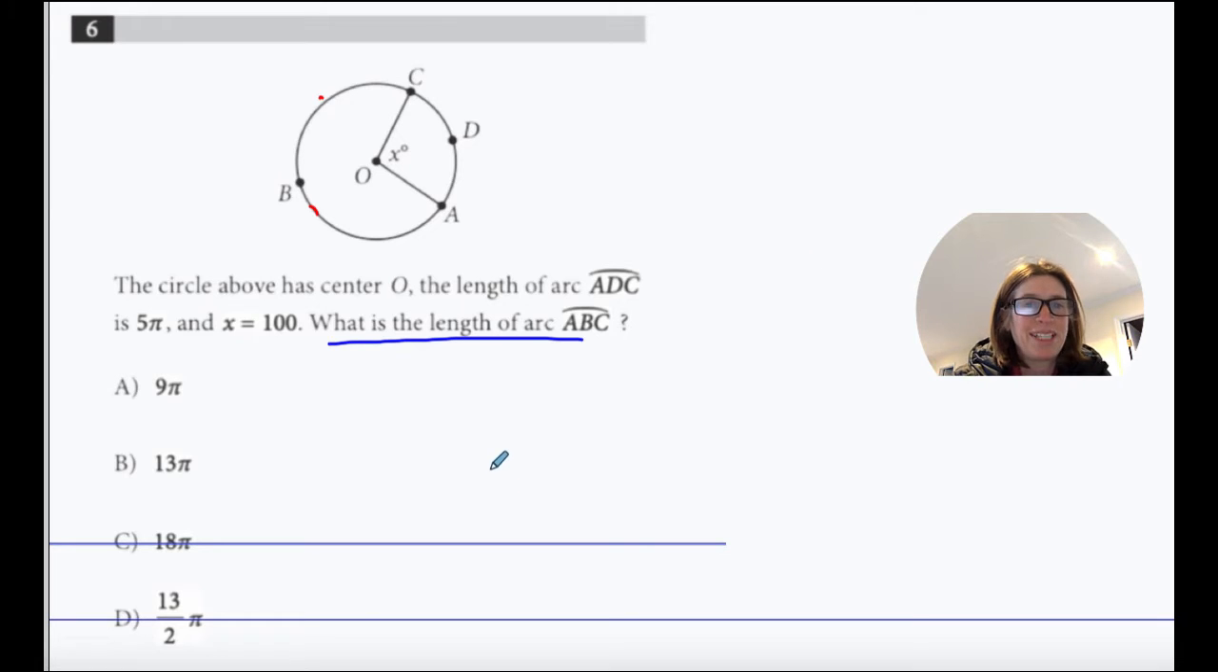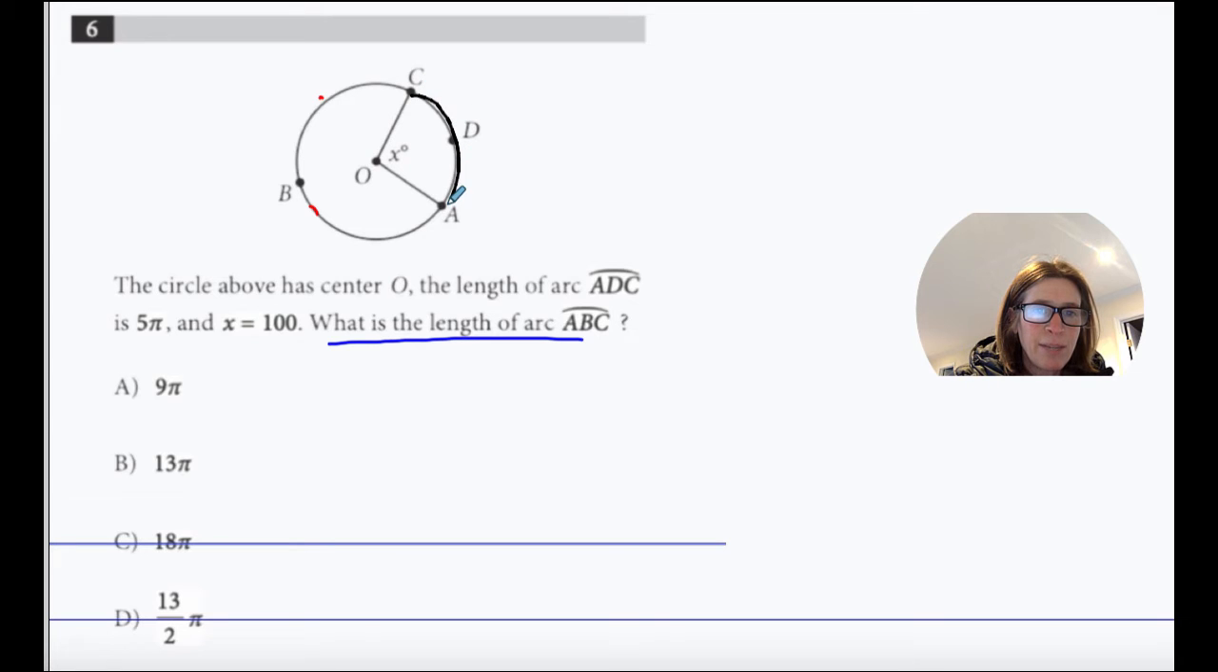All right, so I can see a circle. I'm wondering in my head, is it going to have anything to do with arc length? If you've been watching my videos, you know that they love arc length on this test. It says the circle above has center O, and the length of arc ADC is 5 pi. Okay. So the length of arc ADC is this arc right here.